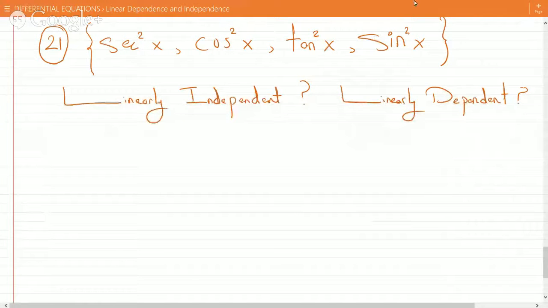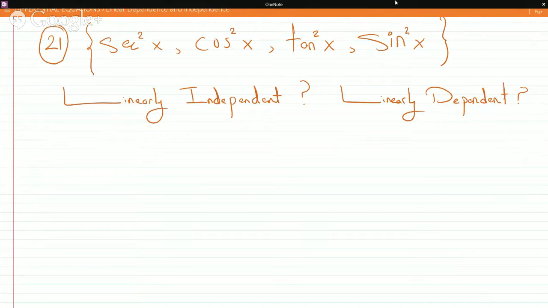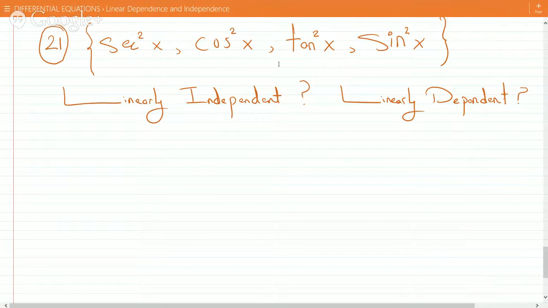So yeah, let me show you. So we have secant squared, cosine squared, tan squared, and sine squared. If we can find coefficients, C1 through C4, where at least one of them is non-zero and yet they all add up to 0, then we can say that they're linearly dependent. If we can't, and C1 through C4 all have to be 0, the only way to make it 0 is if they're all 0, then they would be linearly independent.